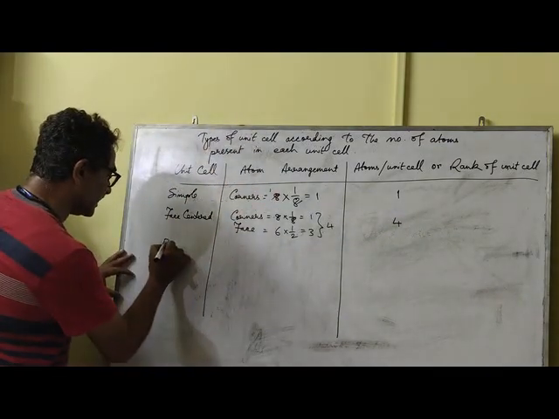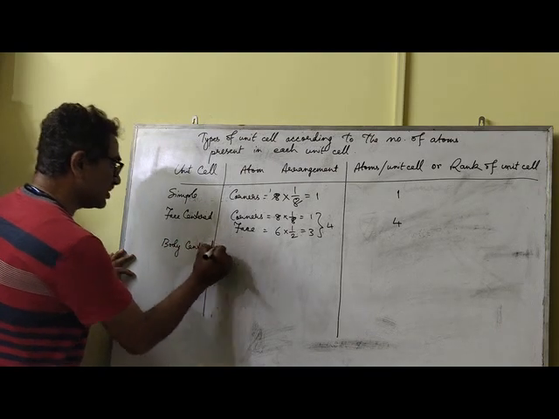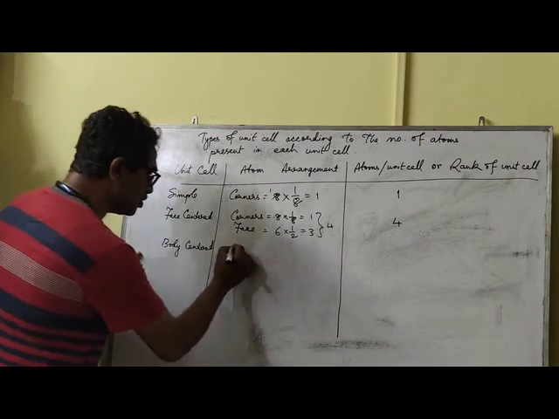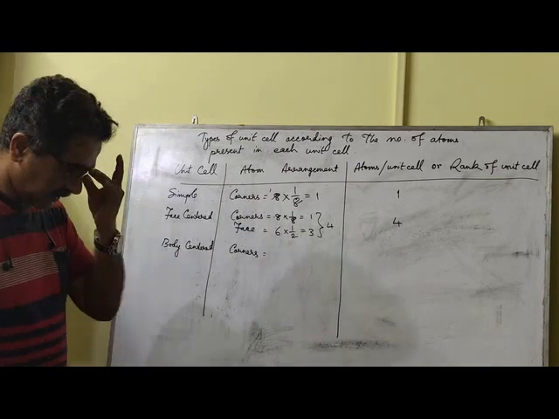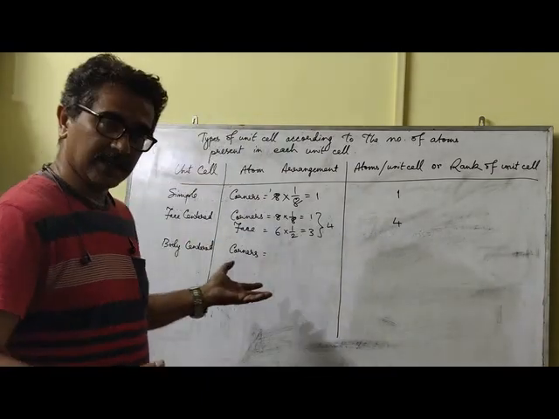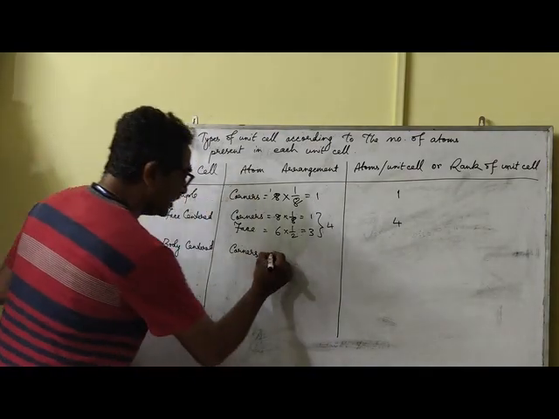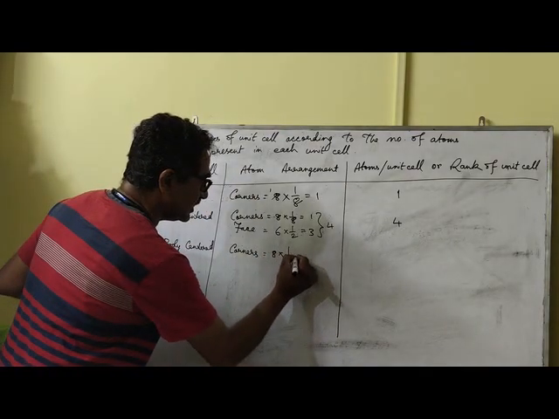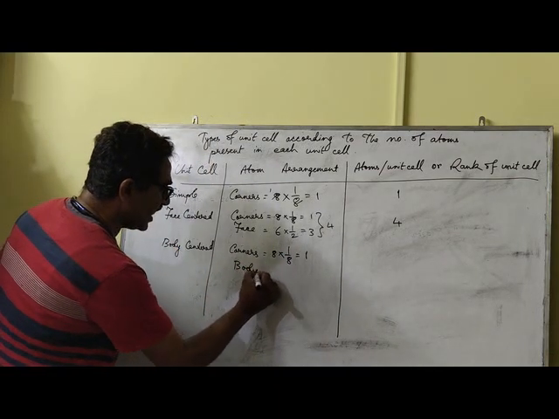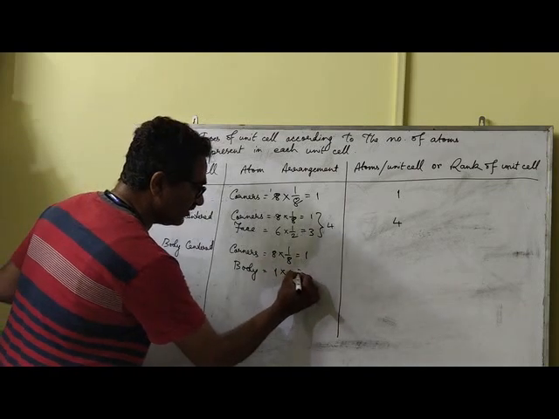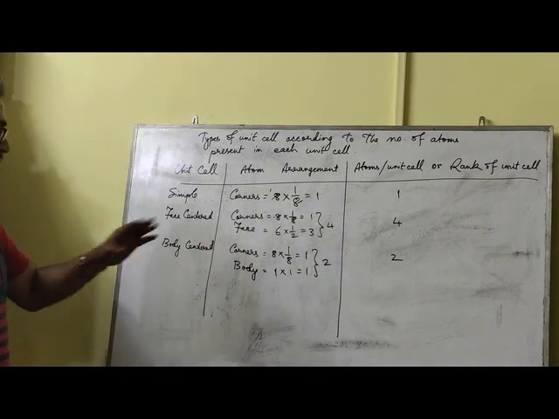Next comes body centered. So here again we have the corners as usual. The corners are always present in each of the unit cells. So 8 corners, this is 1, and inside the body we had 1 entire sphere, so 1 into 1 we have 1, so it comes to 2. So therefore the rank of this type of unit cell is 2.